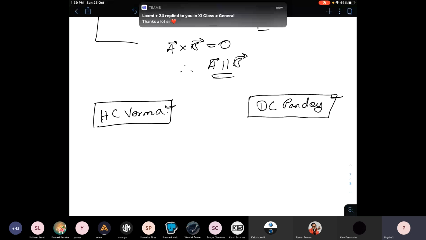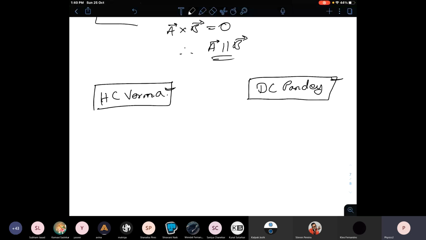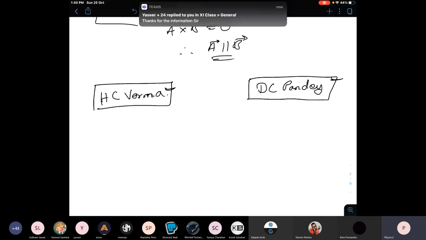Our most preferred book is H.C. Verma. Nowadays, D.C. Pandey is also catching up, so D.C. Pandey is also good. Whichever book you prefer out of these two.